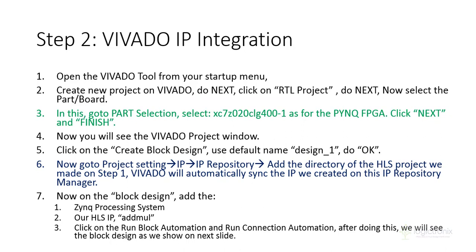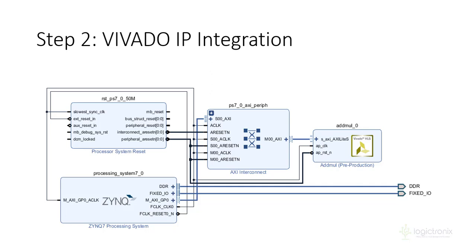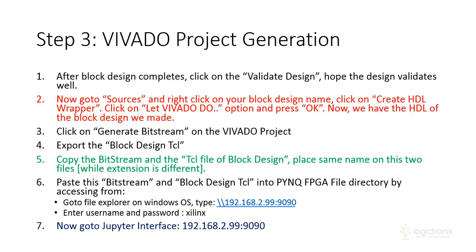Actually, we will also revise these steps in a later session while we do them in the specific tools, the high-level synthesis tool and the Vivado IP Integrator tool. This will be our block design at the end of Vivado IP integration, and we will follow these steps for generation. After that, we will connect our PYNQ FPGA board, copy our bitstream as well as block design to the PYNQ FPGA, and explore our design with the Jupyter interface.